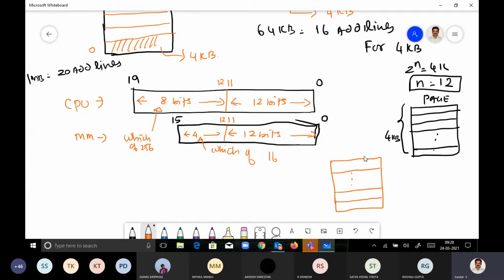Because in the problem it is given that the page size is 4 KB. Available is 64 KB divided by 4 KB, so we will get 16 pages. This is page 0, page 1, up to page 15. This is the case of main memory. Now every page will have 4 kilobytes of size. I told you initially, whenever we access memory, it means byte level access. So how many bytes are there in 4 kilobytes? About 4000 bytes, right?